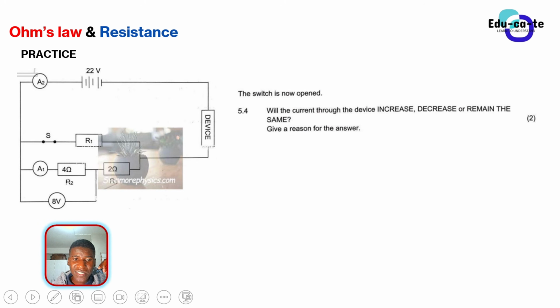All right, cool. Let's try this one again. Just be patient with yourself. Switch S is now opened. All right, you've got a circuit here, and this circuit has a 22 volt battery, and then we have a positive terminal and a negative terminal.